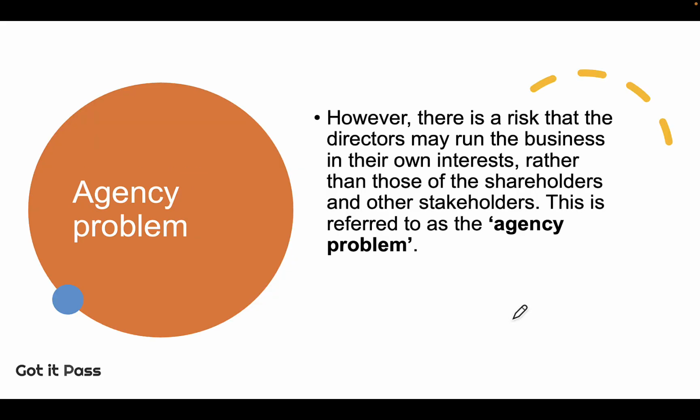And now we go into the details of the agency problem. There's a risk, as mentioned before, from the separation of ownership and management. There is a risk that the directors in the board of directors may run the business in their own interest, rather than those of the shareholders and other stakeholders. This is referred to as the agency problem.